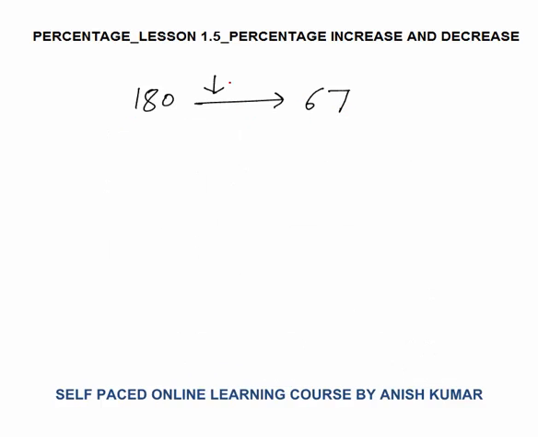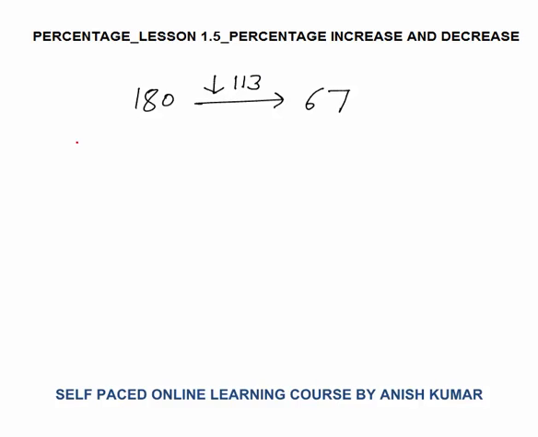Next, we need to find the percentage decrease from 180 to 67. Now first we will find the decrease. Now decrease is how much? You must be able to calculate verbally without writing. 180 to 67, there is a decrease of 113. You need to find this without writing.